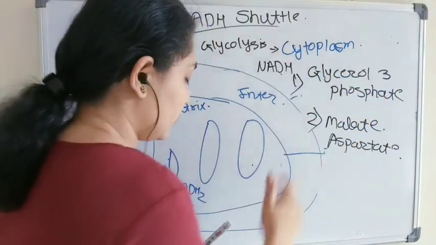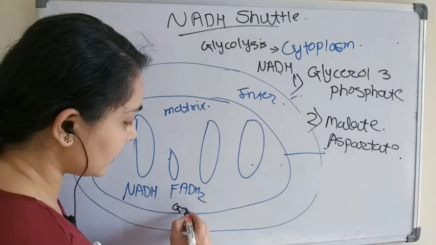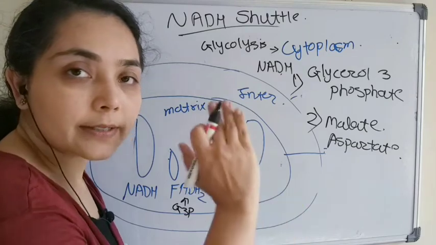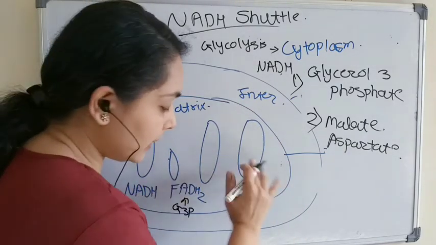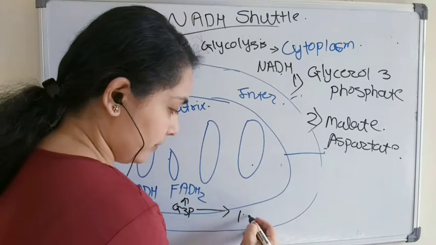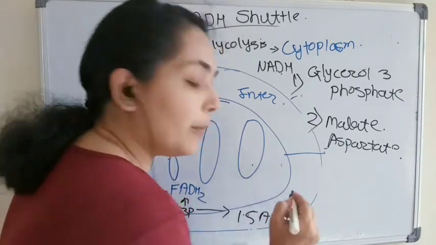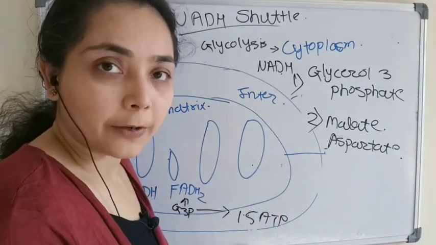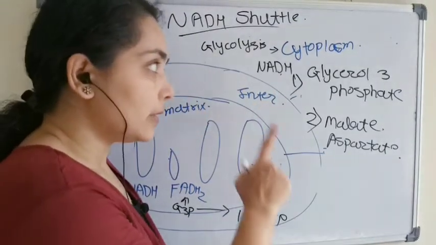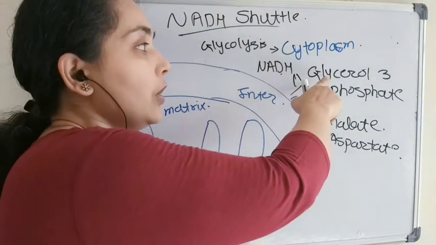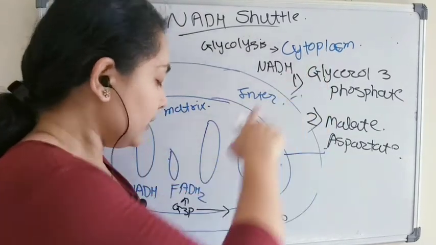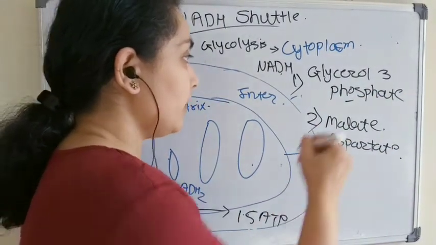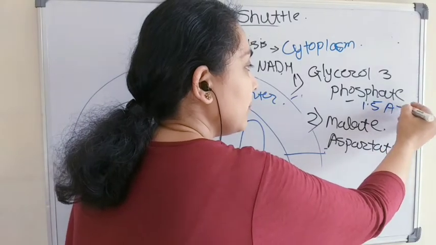And one more thing here. Glycerol 3-phosphate has a station at FADH2. So FADH2 will transfer its electron to complex 2 and ultimately we will get how much ATP? 1.5 ATP from FADH2, that we had discussed in detail in electron transport chain. You can watch my previous video. So that's why we can say that with the help of glycerol 3-phosphate, NADH will produce 1.5 ATP.